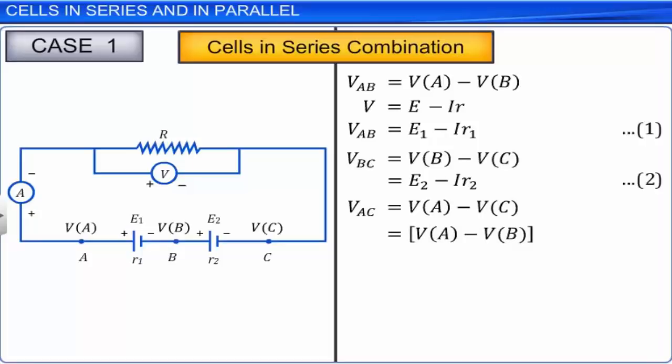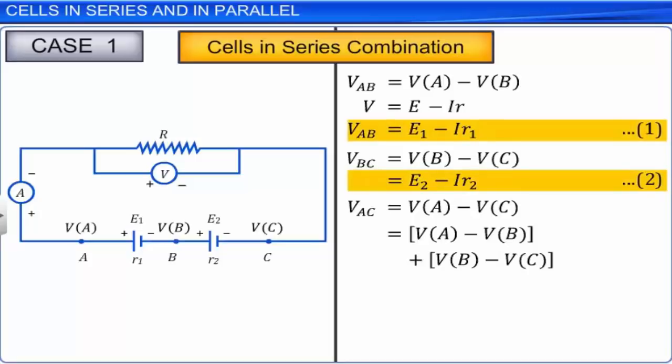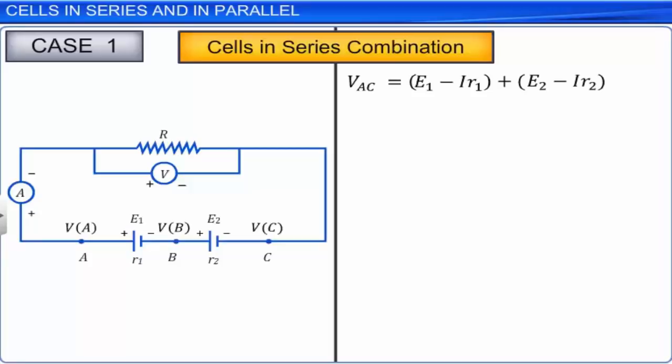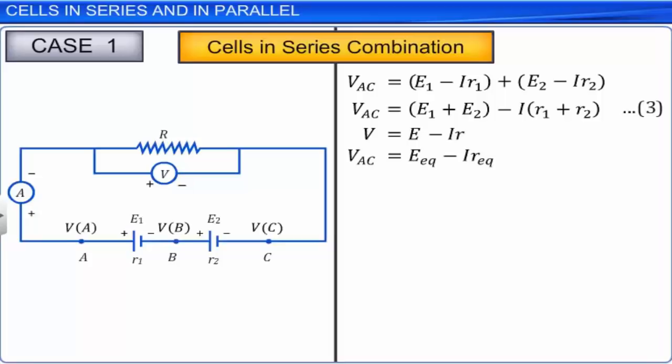Substituting from equations 1 and 2, we have VAC is equal to E1 minus I into R1 plus E2 minus I into R2. Rearranging and simplifying the right side of the equation, we have VAC is equal to E1 plus E2 minus I into R1 plus R2. Let this be equation 3. Writing equation 3 in the form V is equal to E minus I into R, we get VAC is equal to EEQ minus I into REQ, where EEQ is the equivalent EMF and REQ is the equivalent internal resistance of the combination of the cells. Let this be equation 4.